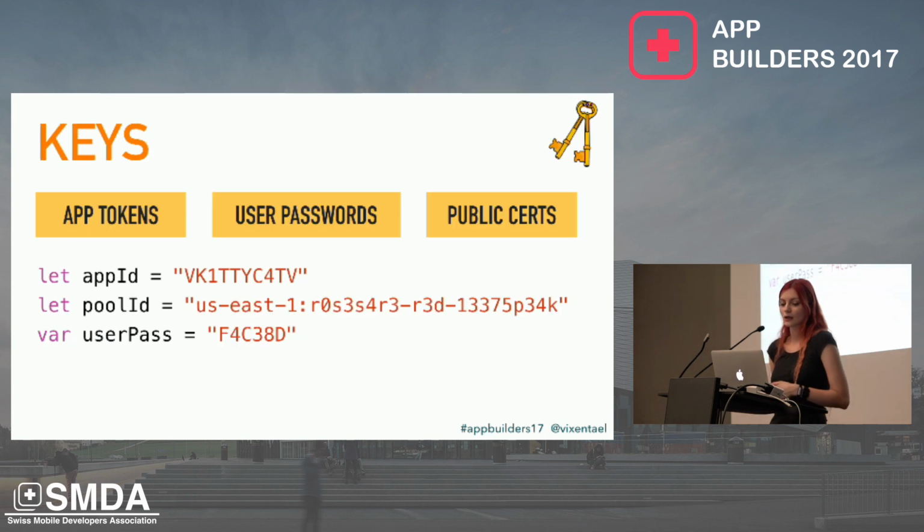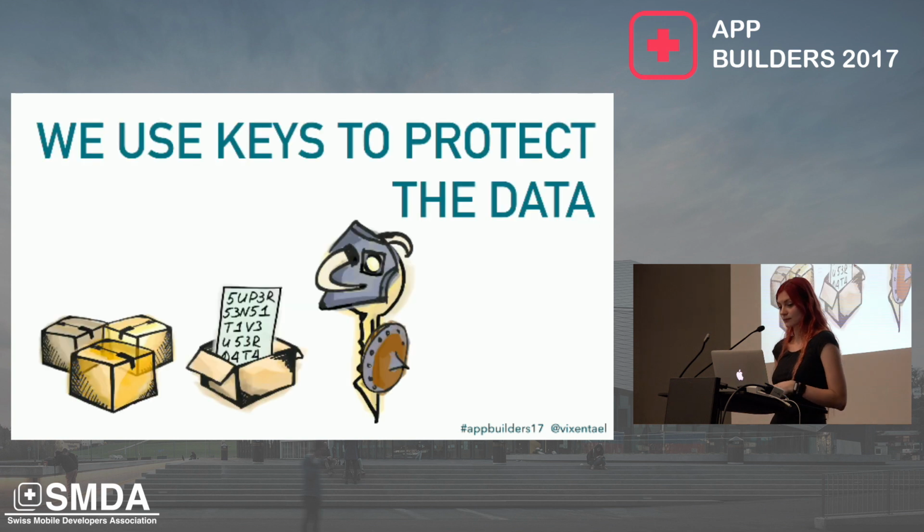What kind of keys do we know in our nice iOS applications? Of course, you know all of them. These are app tokens, passwords, certificates, really familiar things, right? All of them are keys. Why do we need them? We need them to protect the data, to let users access the data, to verify data authenticity and integrity.